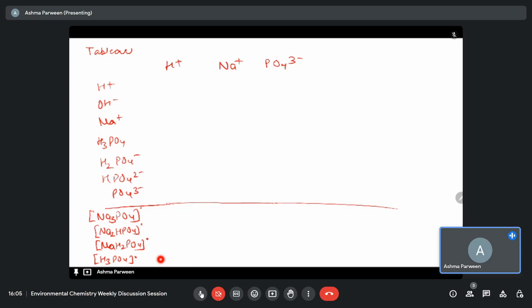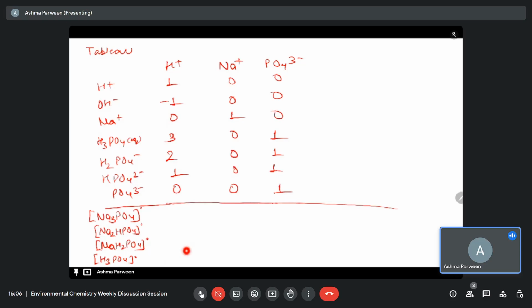So H plus will give us 1 H plus, 0 Na plus and 0 PO4 3 minus. For OH minus, 1 H plus is consumed. It will give 0 Na plus and 0 PO4 3 minus. Similarly for H3PO4, it will give us 3 H plus, 0 Na plus and 1 PO4 3 minus. H2PO4 minus will give us 2 H plus, 0 Na plus and 1 PO4 3 minus. Similarly for HPO4 2 minus, 1 H plus, 0 Na plus and 1 phosphate, and for phosphate 0 H plus, 0 Na plus, and it will have 1 PO4 3 minus.